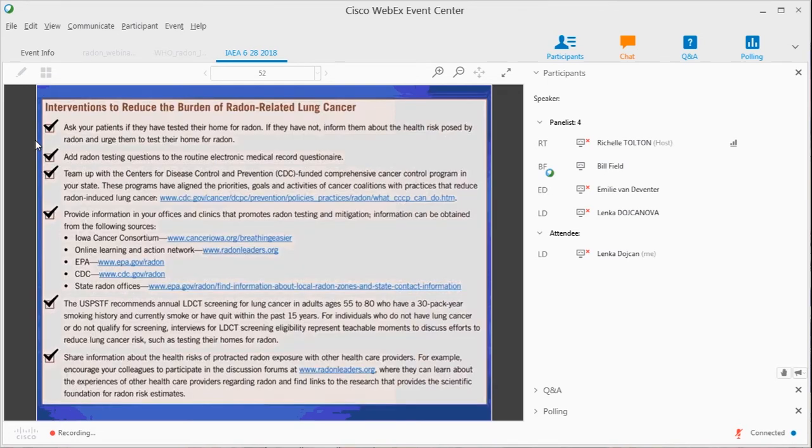We're developing other educational resources. So these are interventions to reduce radon-related lung cancer: asking patients, adding radon testing, teaming up with CDC, and some general guidance we are providing to healthcare providers of steps they can take to have their patients become more aware of the risk posed by radon. One of the things we really urge physicians and other healthcare providers, nurses and such, to do is radon testing themselves, so they can model that behavior and be aware of what radon testing involves and how to interpret results.